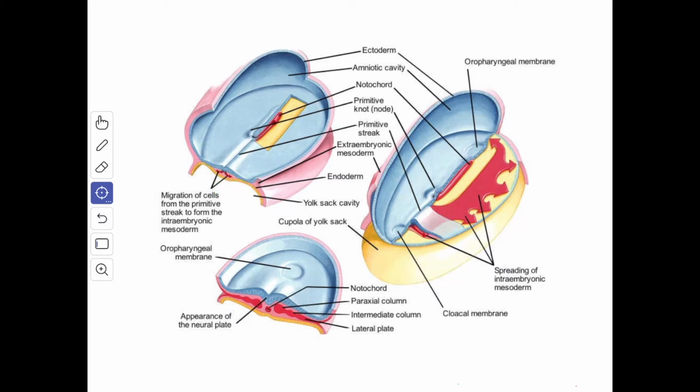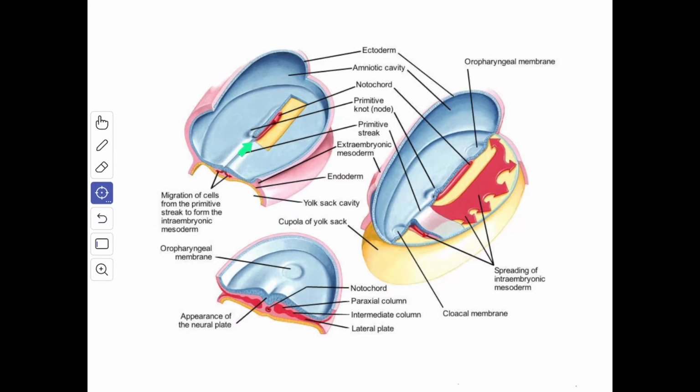Some of the epiblast cells migrate bilaterally from the primitive streak and occupy the space between the epiblast and the definitive endoderm to form a third germ layer, the intra-embryonic mesoderm. Thereafter, the epiblast is named the definitive ectoderm. Thus, the ectoderm, mesoderm and endoderm of the trilaminar germ disc are derived from the pluripotent epiblast.